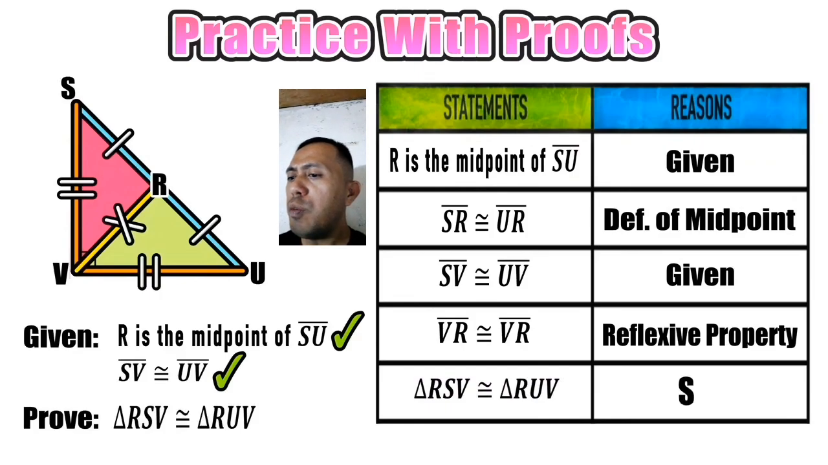We now have enough information to prove that triangle RSB is congruent to triangle RUB by using the side postulate. As each triangle has three pairs of corresponding congruent sides, proof complete.